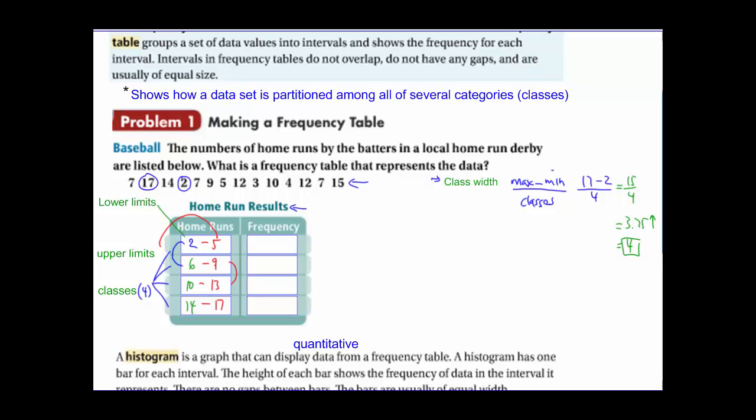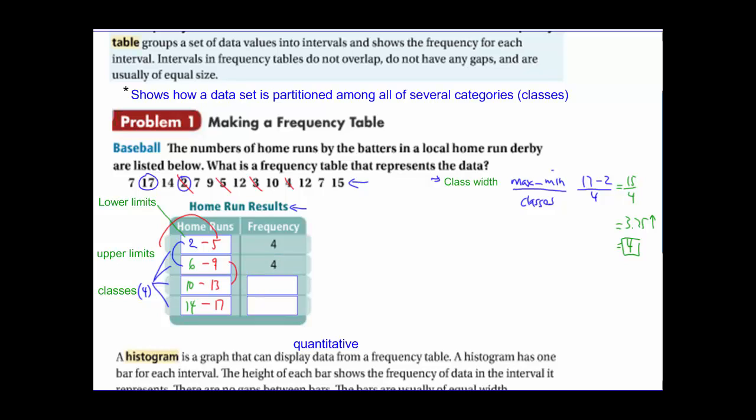Now to get the frequency, all we're going to do is count up how many values we have in each class. So how many home runs are 2 to 5? If we go down, we know there are 1, 2, 3, 4 values that are 2 to 5. So we can write a 4. If we count up how many are 6 to 9, we should get 4.